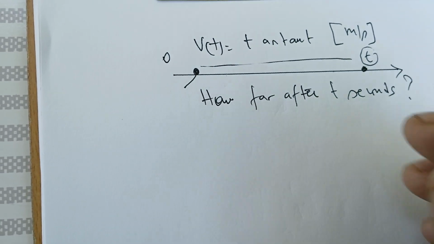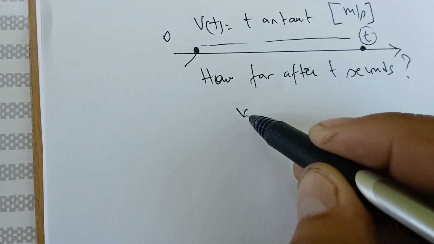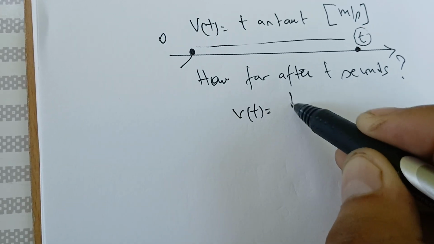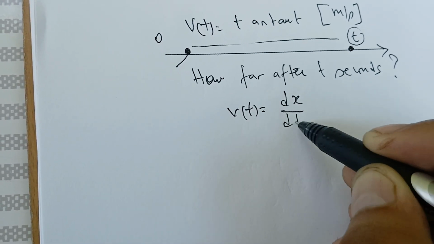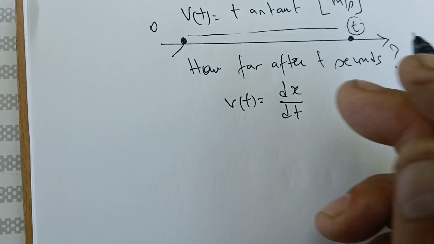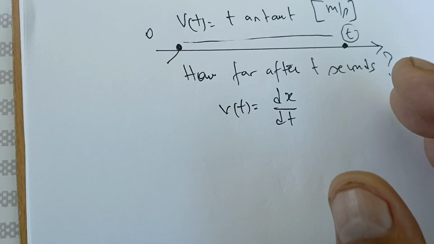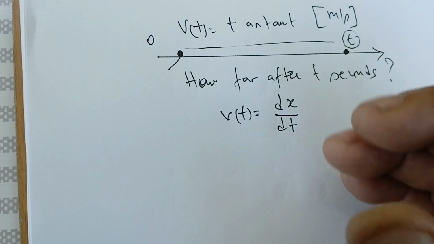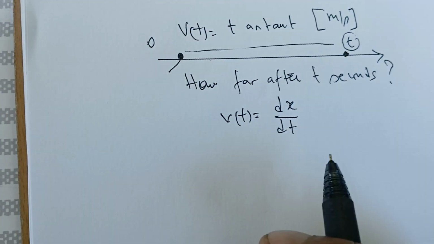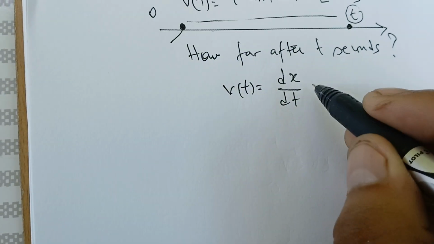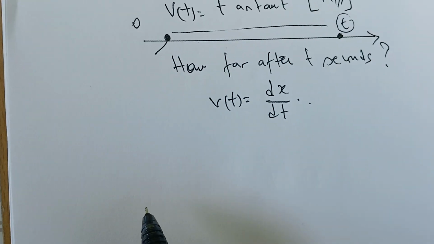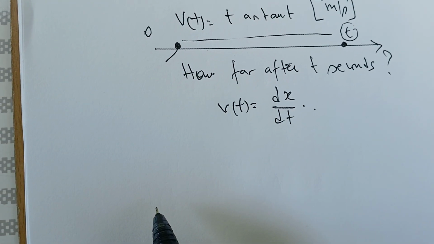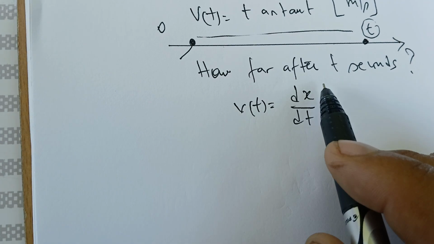The key is to remember that the velocity is just the differentiation with respect to time of x, where x is the position that depends on time of the particle. If you want to solve this problem, you can stop here and see how you can do it. Okay, let's solve it then.